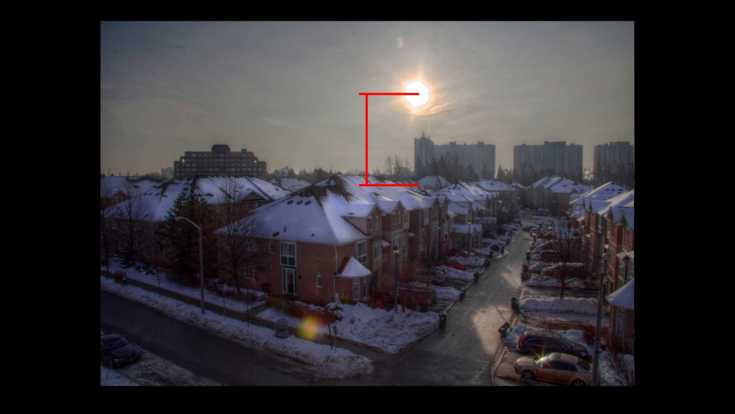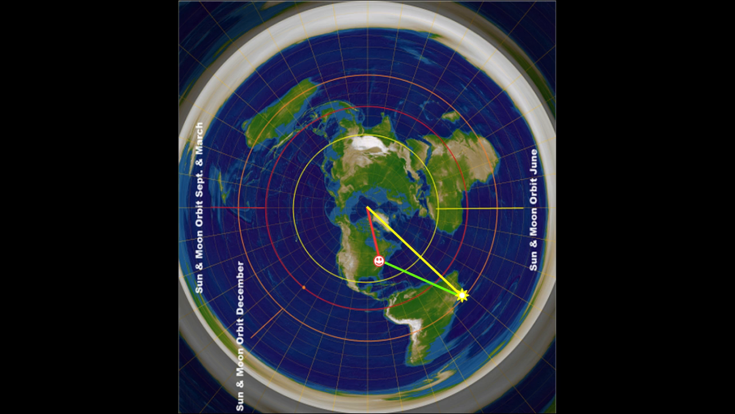Now, let's see what the flat Earth model and its perspective predicts. In this diagram, the red line represents the distance from the North Pole to Toronto. The yellow line is the distance from the North Pole to the sun at 9:30 a.m., and the green line is the horizontal distance from Toronto to the sun.